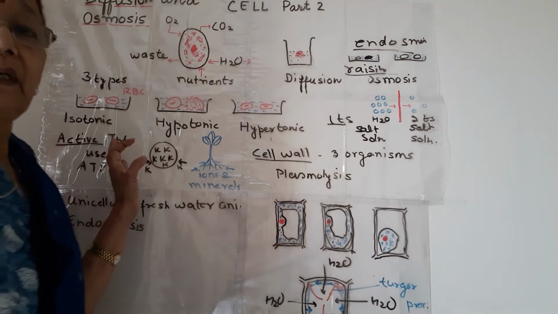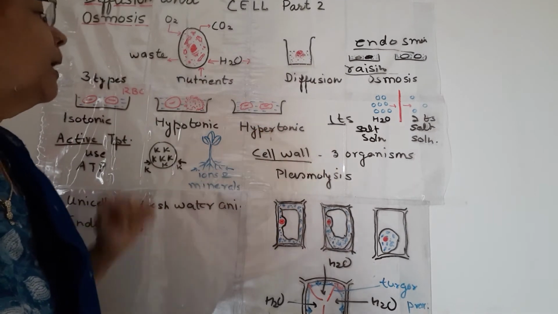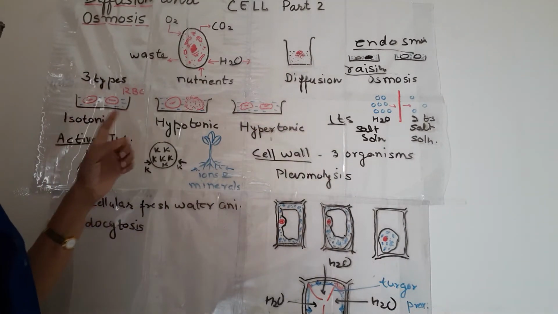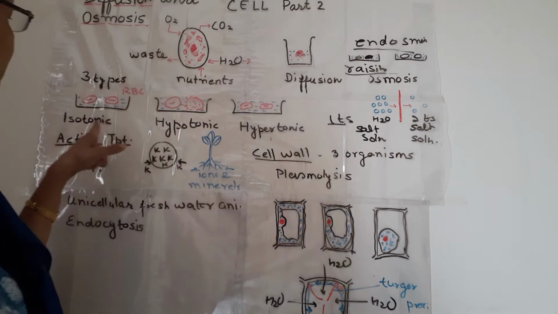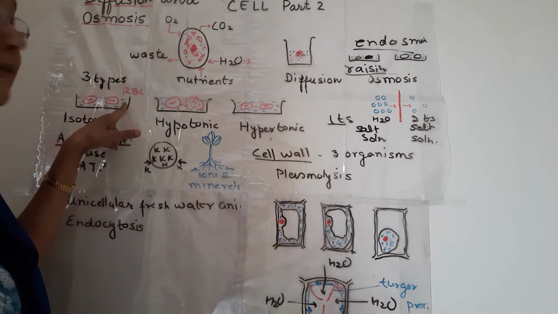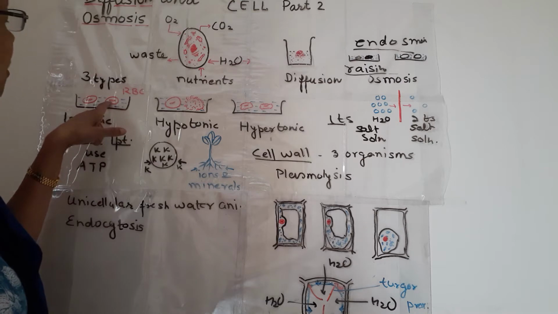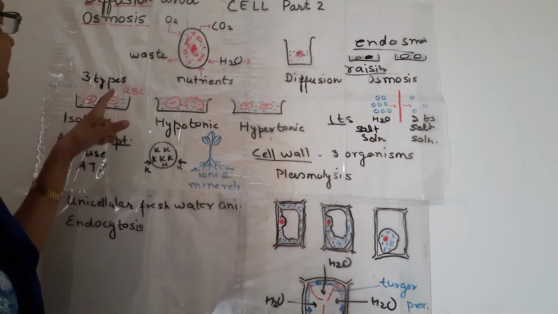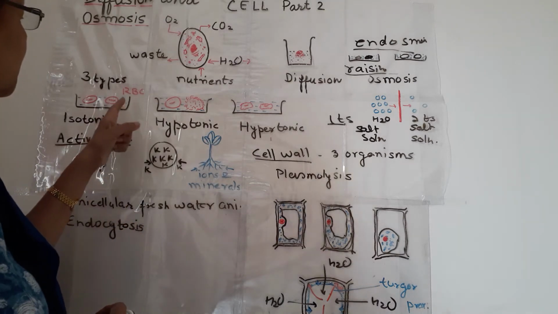So, three types of solutions are iso, hypo and hypertonic. So, what does it mean? Iso means equal. So, here in isotonic, the external medium, the external solution, and the concentration of the cytoplasm of RBC are equal. In both it is equal.